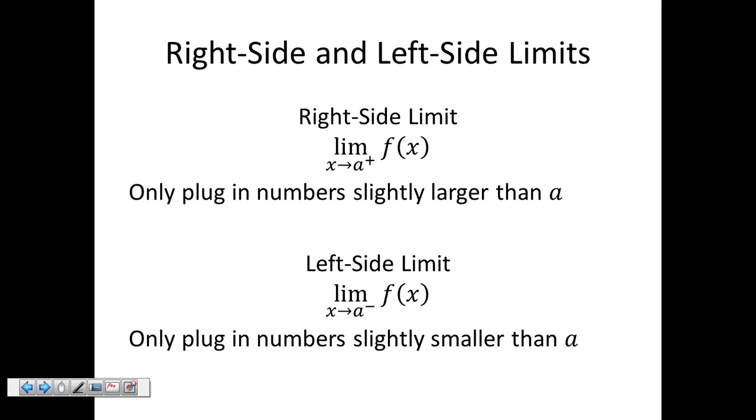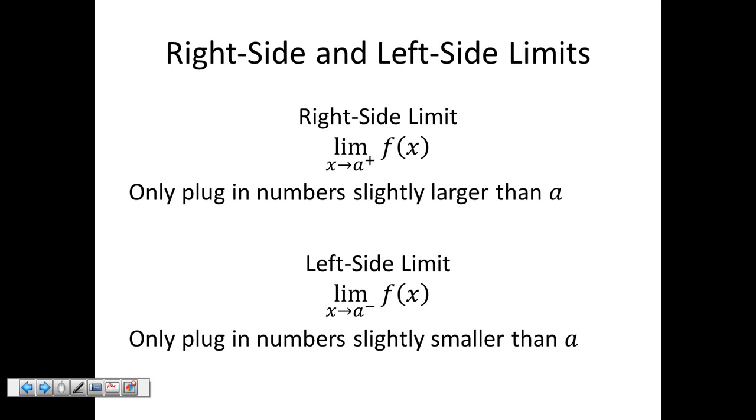Now, this is really important when we talk about right side and left side limits, because a right side limit means that we only plug numbers that are slightly larger into the limit. So if I ask what's the limit as x approaches 2 from the right, I can only plug in numbers that are just a little bit bigger than 2.